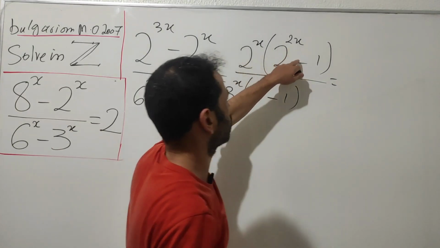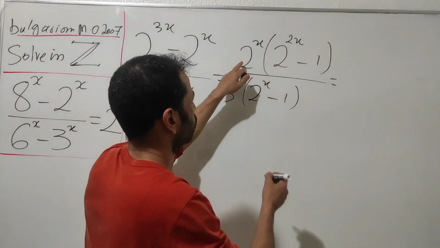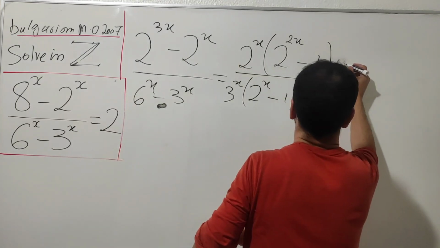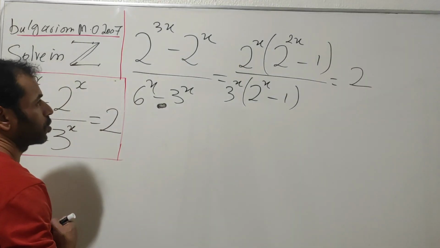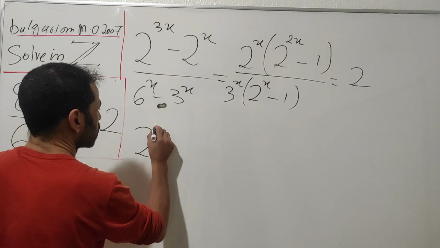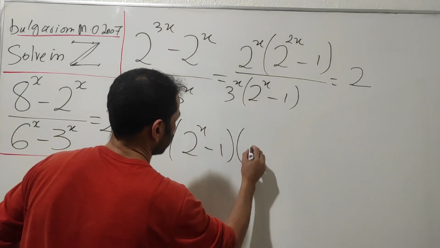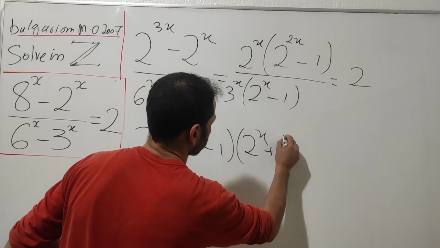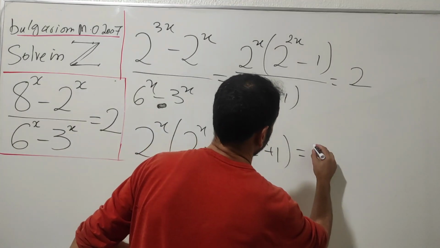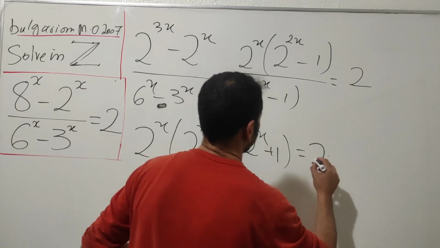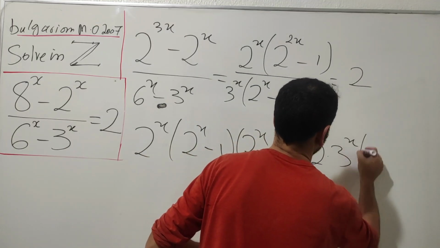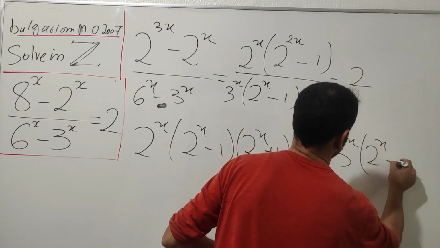Also, I get a difference of two squares in this one, so I'm going to factor this one as well. So I will have the following: 2 to the x, factor 2 to the x minus 1, factor 2 to the x plus number 1, which equals 2 multiplied by 3 to the x, factor 2 to the x minus number 1.